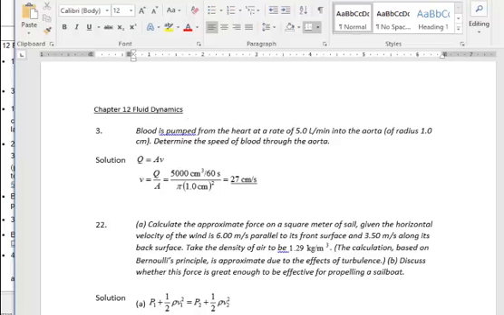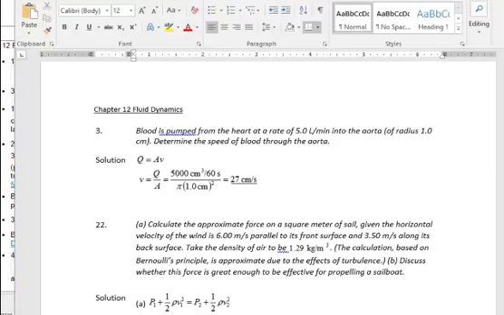The aorta has a radius of 1.0 centimeters. Determine the speed of blood through the aorta, and here would be the flow rate formula. The flow rate is given in volume, cubic centimeters, divided by the amount of time, so cubic centimeters divided by seconds, and that's what's given here. The 5.0 liters, or 5,000 cubic centimeters, divided by 60 seconds, it's 1 minute, and then divide that by the cross-sectional area, and that gives you the speed of the blood in this case.